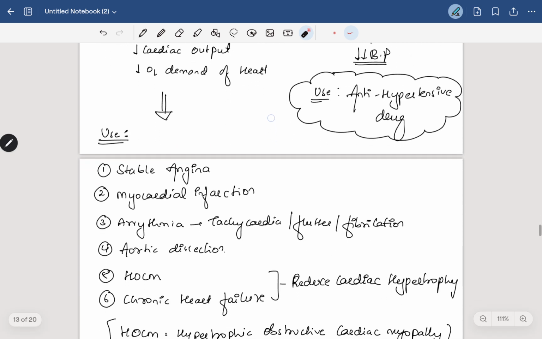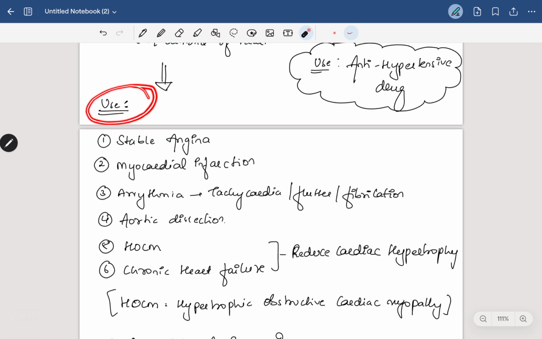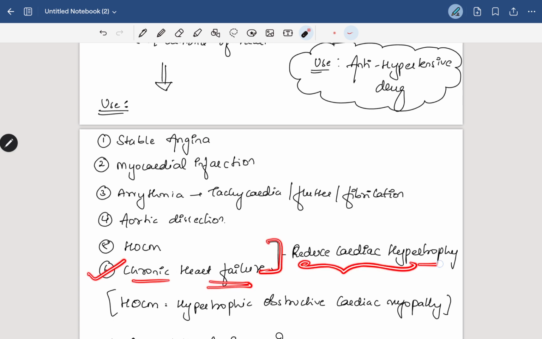So we can use all of this in patients with stable angina, myocardial infarction, arrhythmias, that is tachycardia, flutter, fibrillation, aortic dissection, HOCM, and chronic heart failure. That is, both of these reduce cardiac hypertrophy. Okay, HOCM full form is hypertrophic obstructive cardiomyopathy.